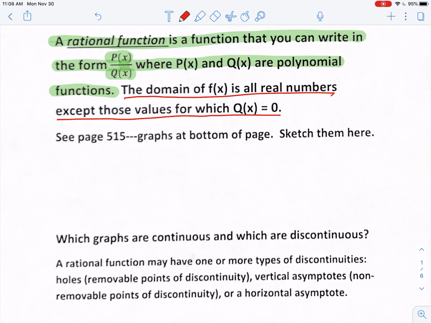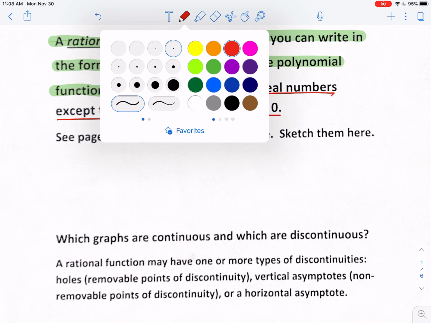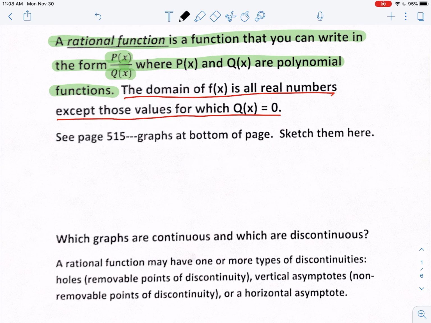continuous and discontinuous means. All right, so let me draw some graphs here. And these are on page 515 at the bottom. But I'll go ahead and give a graph here. So the equation is y equals x squared over x squared plus 1. Okay? Now, the domain for this is all real numbers except where the denominator is 0. So let's look at the x squared plus 1, this denominator right here. When will it equal 0?